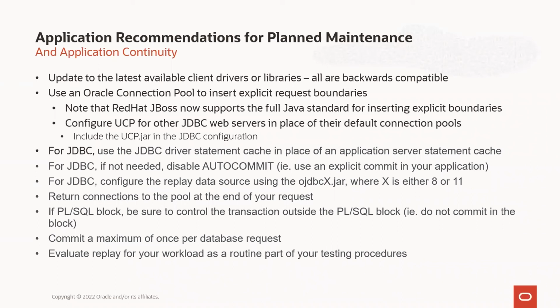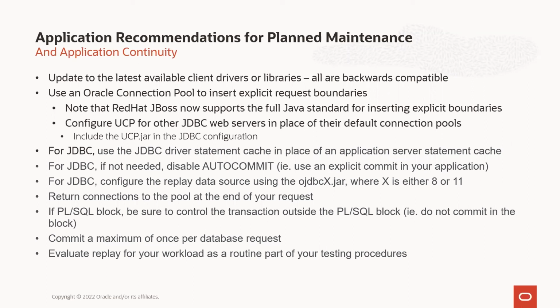Along those lines, use an Oracle connection pool. I've made this point already, because you want to insert explicit request boundaries whenever possible. Note that you can use the Red Hat JBoss functionality itself if that's what you want to do instead of using UCP under it. That's fine. It works really well.